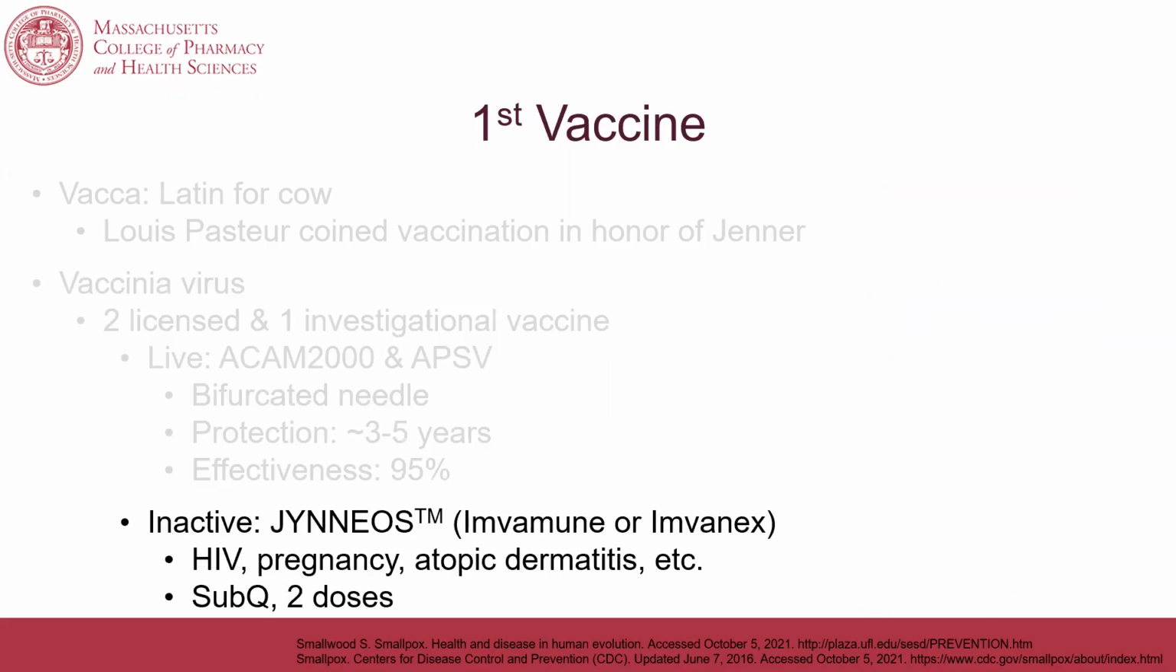And lastly, the other licensed vaccine is an inactive vaccine. I might butcher the name. It's Jynneos vaccine. It's actually a replication-deficient vaccine, hence inactive. Other names are Imvamune and Imvanex. This vaccine is used for people who are immune compromised, who have HIV, who are pregnant, who have atopic dermatitis, cancer, transplant patients, and all of the above. This vaccine is administered subcutaneously with 2 doses separated by 28 days.